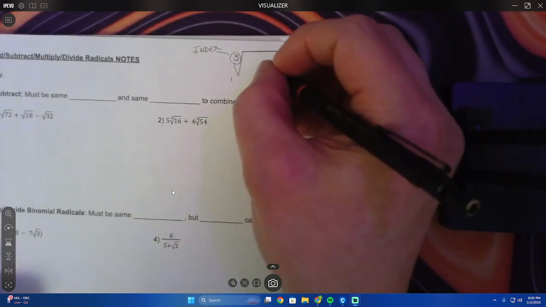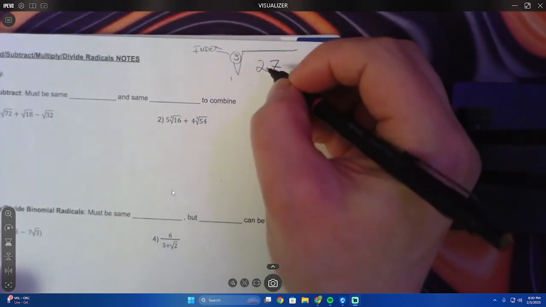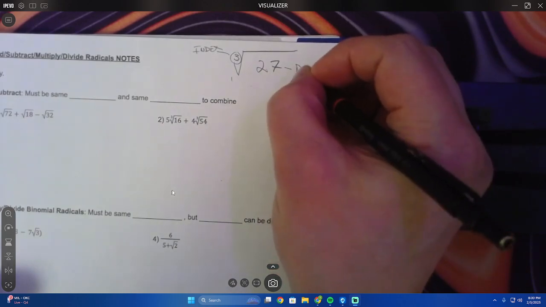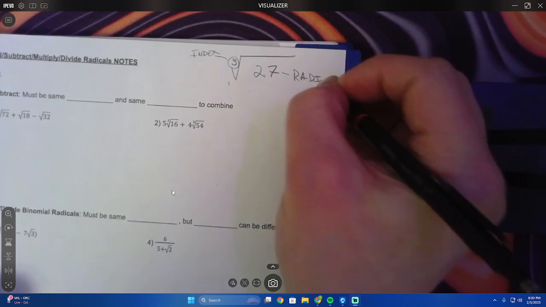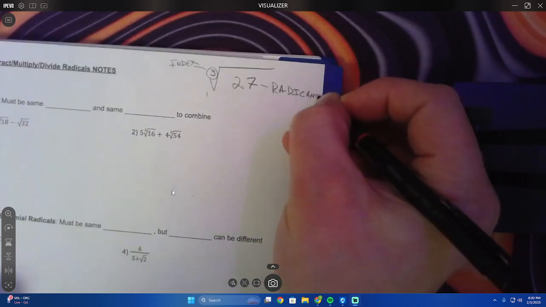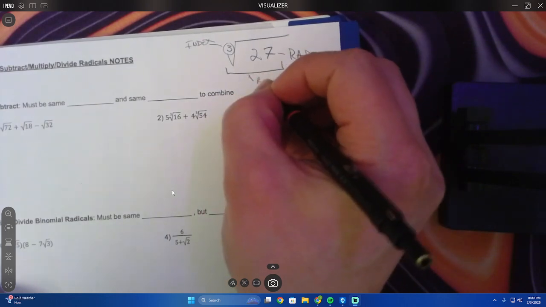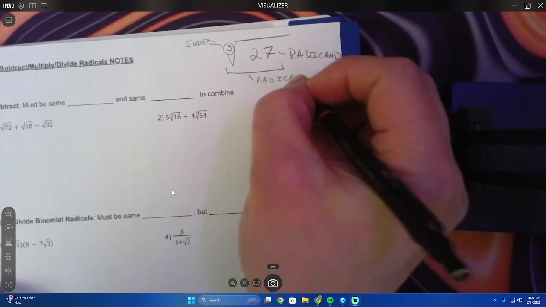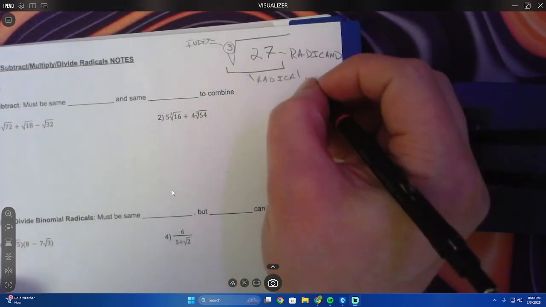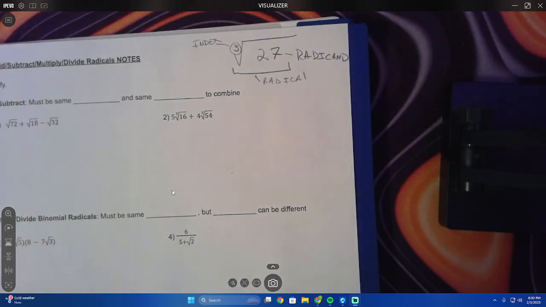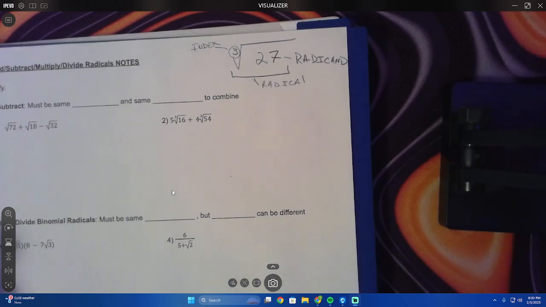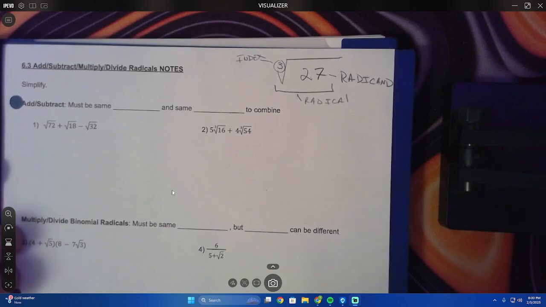The next thing I want to talk about is the number underneath the radical sign. We call this the radicand. Remember, this whole thing we call a radical. So that is some vocabulary that you're going to hear me use throughout today's video lesson, and I want to make sure you understand what piece of the radical I'm referring to.